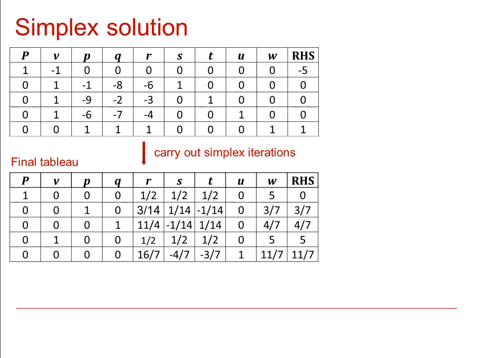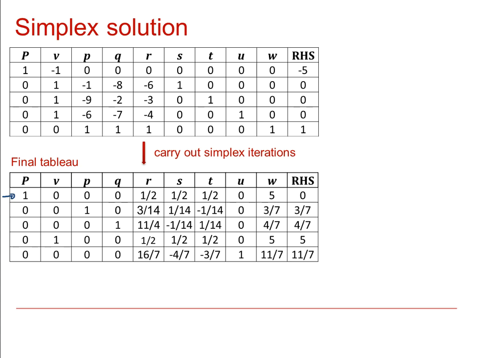So here's the final tableau that we get, and we can check now that in the objective row you can see there are no negative values, so we know that we have reached our maximum value. Having reached the maximum value, we want to be able to then interpret this tableau. So let's go through one at a time.